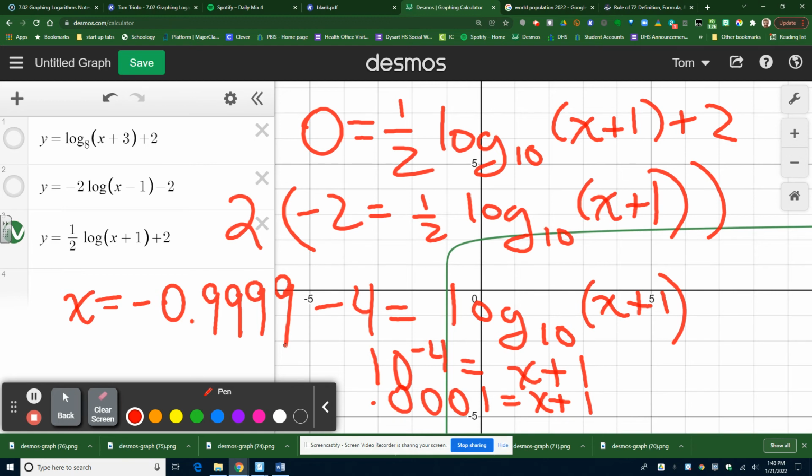So that's 0.001, because 10 to the negative 4 is, move it over, okay.